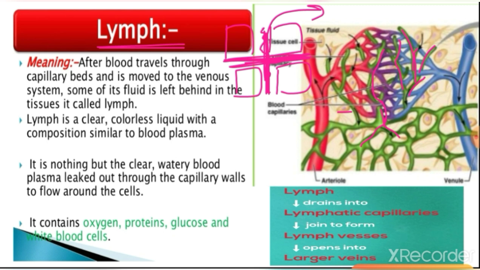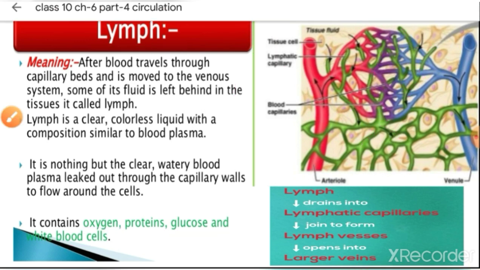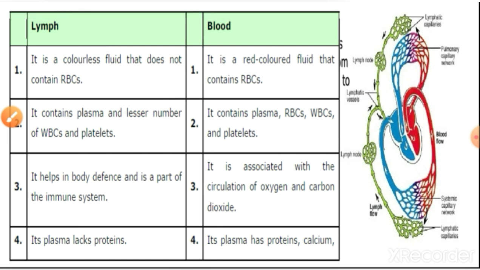So what do these materials contain? This could be oxygen, proteins, glucose, white blood cells, or waste material. All these things which get outside the cells but are not able to enter into the blood, all that material is then collected by the lymph vessels. These lymph vessels then pass this lymph over into the veins.